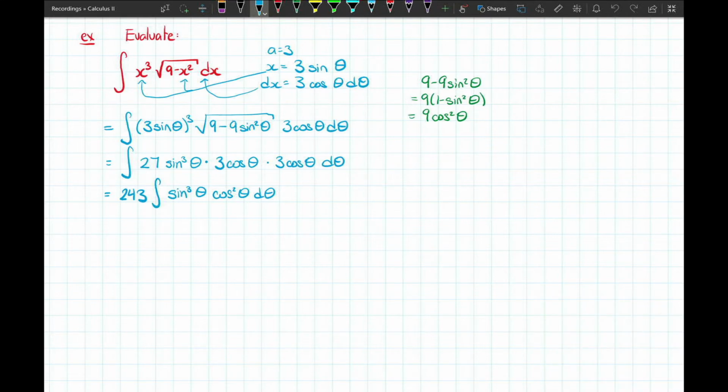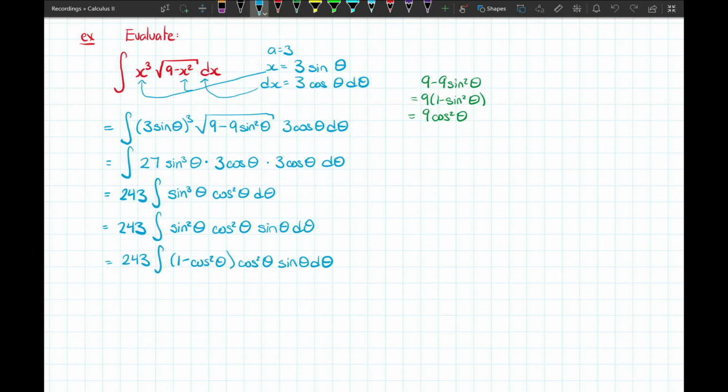Since we have an odd power of sine, we're going to save one factor of sine to the end and split up that sine cubed into sine squared theta and sine theta. We can use a trigonometric identity where sine squared theta is equal to 1 minus cosine squared theta. We're going to need to change the variable again at this point. We can let u equal cosine theta.